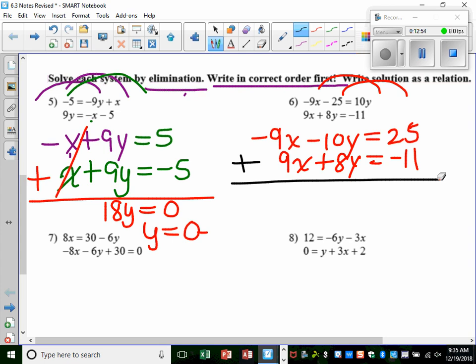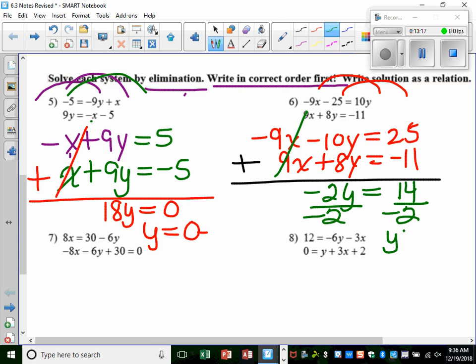All right. X's cancel out automatically because I have a positive 9 and a negative 9. Okay, here, a negative 10 plus 8 is going to give me a negative 2y. And 25 minus 11 gives me 14. Okay, divide by negative 2. And y equals negative 7. Okay, so I'm going to give you guys a chance to substitute negative 7 back into the first and second equation and find out the x, and I'll just ask someone for the answer. You should be able to do that on your own.